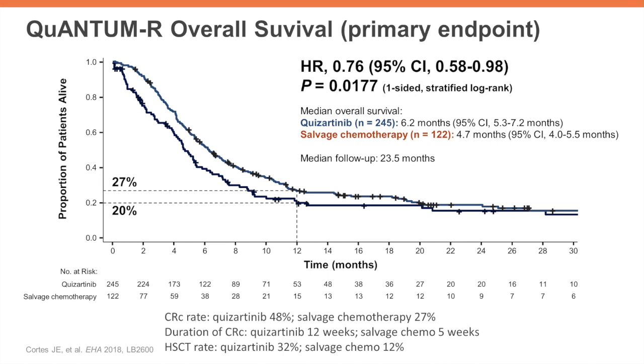It's notable that the duration of responses in both arms was relatively short, so there's still a lot of room for improvement, and it's pretty clear that the best improvement that could be made would be to prevent relapse altogether, and thus, if this drug is quite active in the relapse setting, one could only imagine what it would do in the frontline setting.